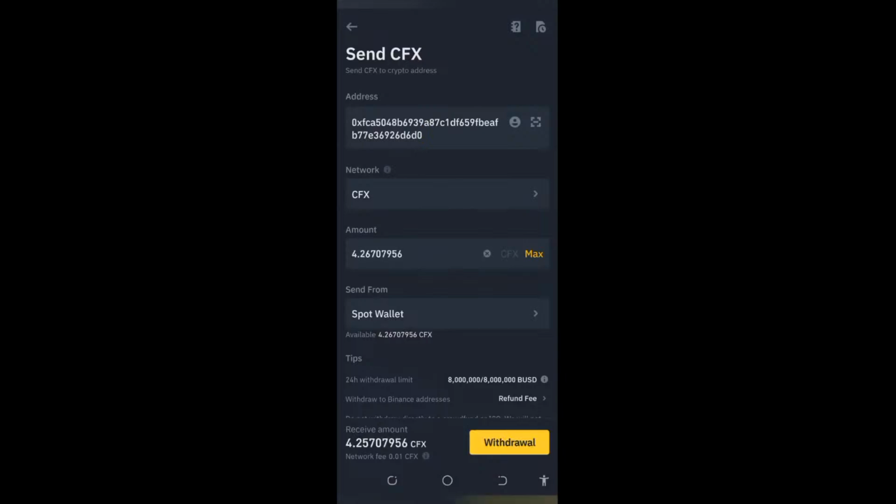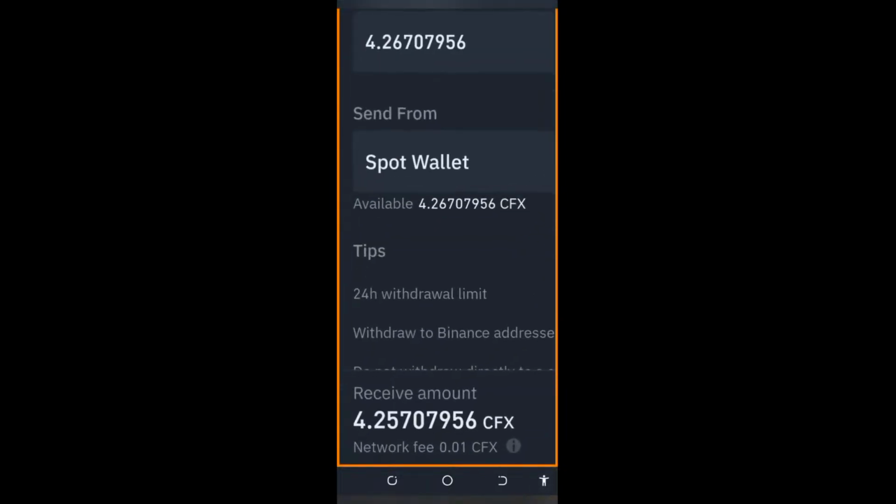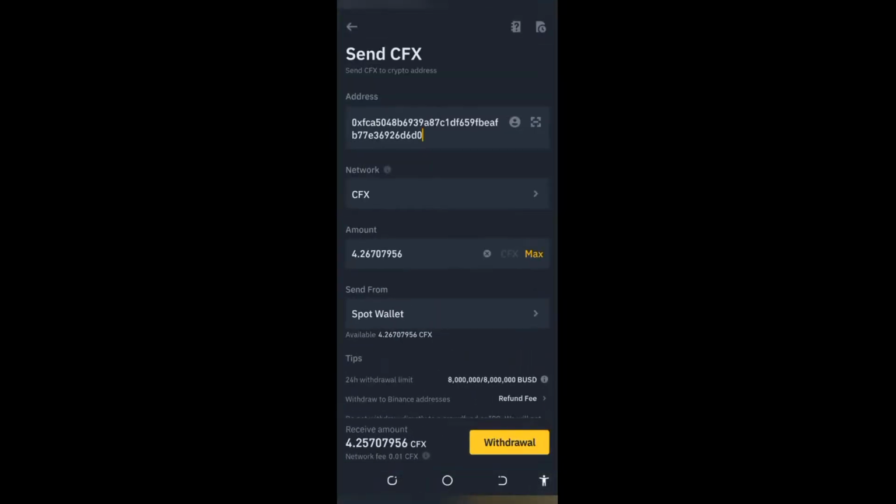So let's put the max. I think we're good. Is there anything we need to take note of? I think it's fine. So let's take our screenshot. Everything looks good. Normally, when the address is wrong, you'll see a red. It will just show you that it's wrong. But now it looks like it's good. So I'm just gonna go ahead and click on withdraw.